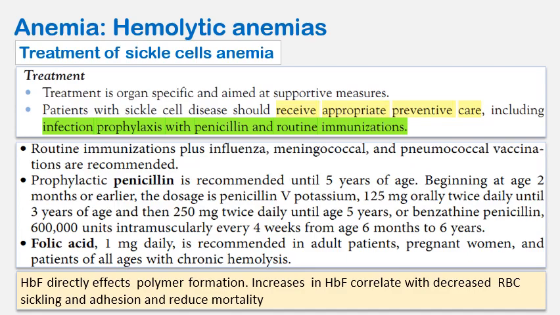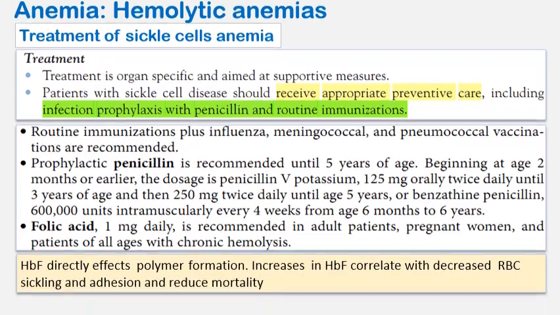Another treatment approach may try to increase hemoglobin F, which is the fetal type of hemoglobin. There is hemoglobin A, which is the adult type, and hemoglobin F, the fetal type. A is A1, A2, and others. Increasing the F type, which is normal and not affected by sickling, so we tend to increase hemoglobin F directly. It correlates with the degree of RBC sickling and adhesion, and reduces mortality.